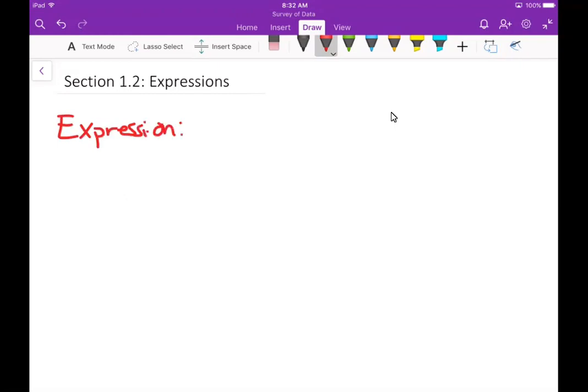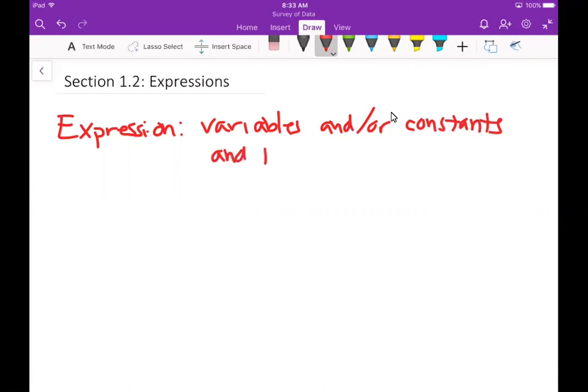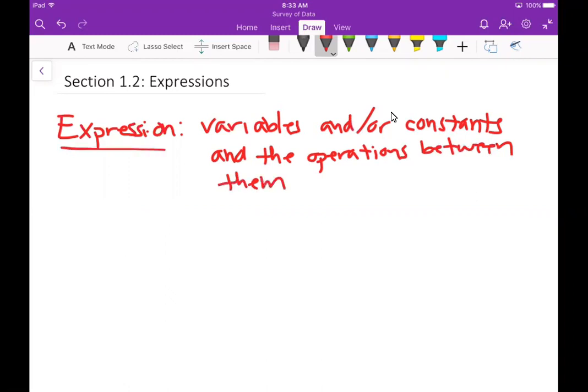So in 1.1, we talked about constants versus variables, okay? So expressions just put operations with that. So your addition, subtraction, multiplication, and division. So expressions now are just variables or you can have one or the other, constants, and the operations between them. Okay, so that is what an expression is.